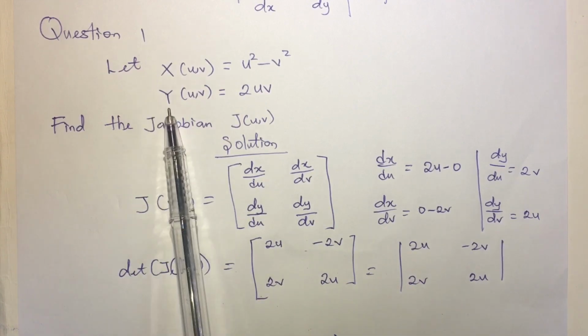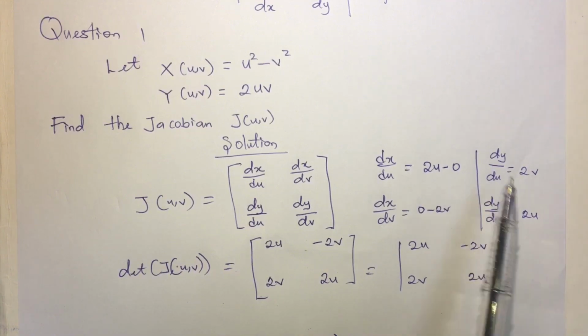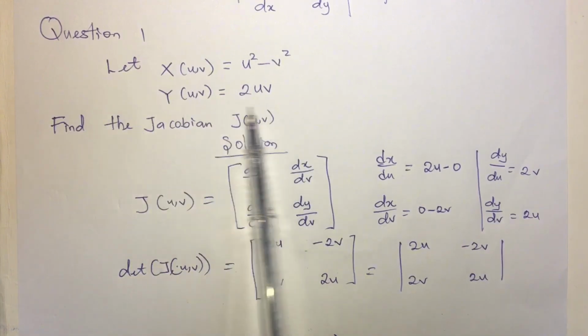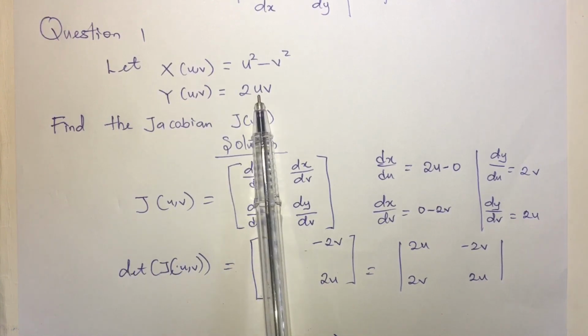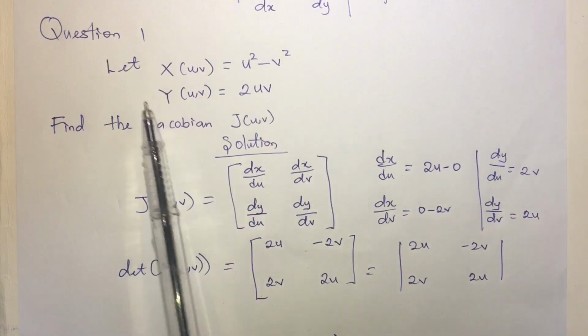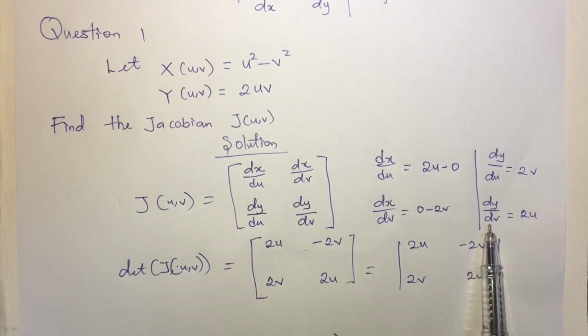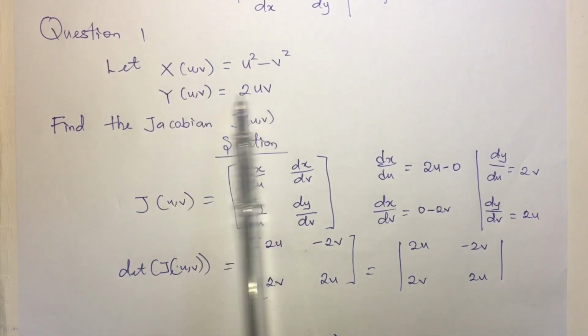Now to the function y, looking for the y over the u. Differentiating this function with respect to u, this means that u is being reduced by 1, so we have 2v. And differentiating the function with respect to v, it means that v is being reduced by 1, so we have 2u.